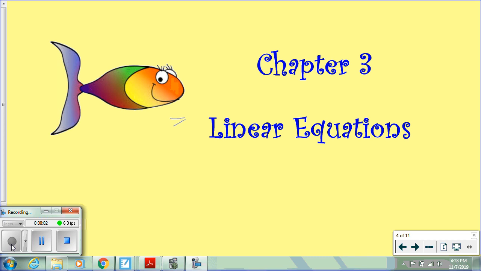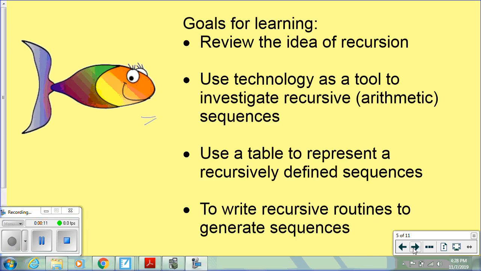All right, welcome to chapter 3. So moving on from proportions, we're going to be looking at some linear equations. First of all, some of the things we're going to be doing in this chapter: we're going to review what recursion is. If you think way back from the beginning of the year in our fractals, that would be recursion.